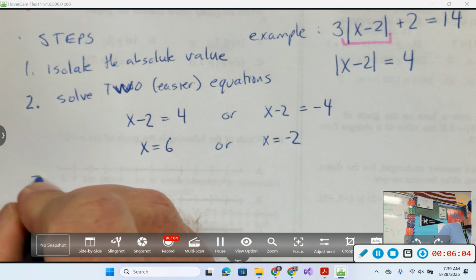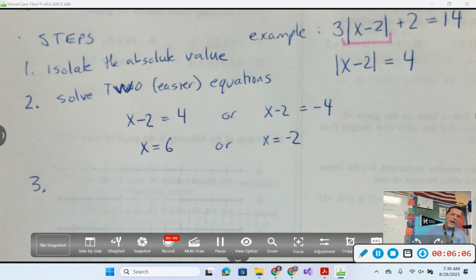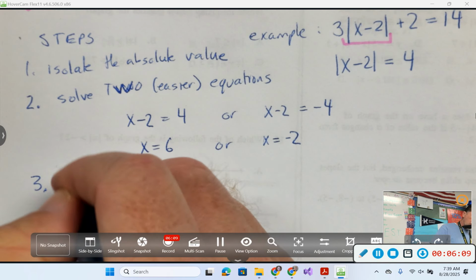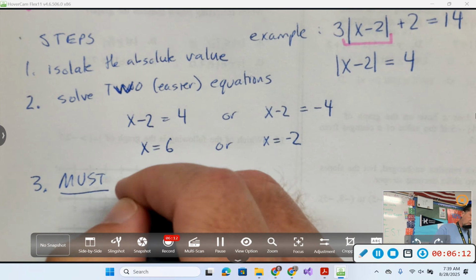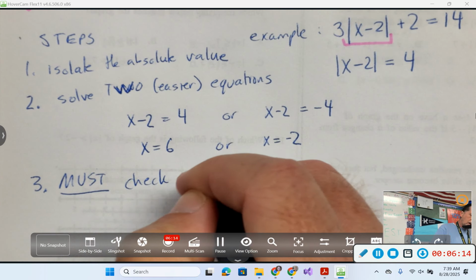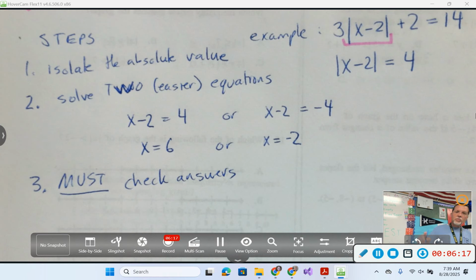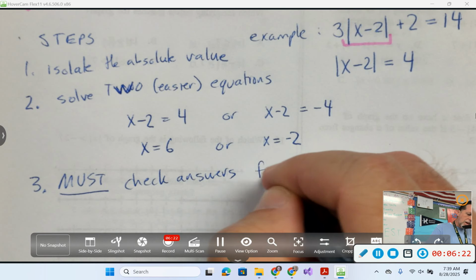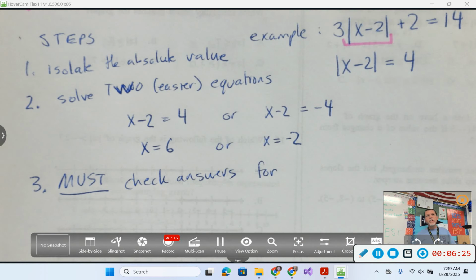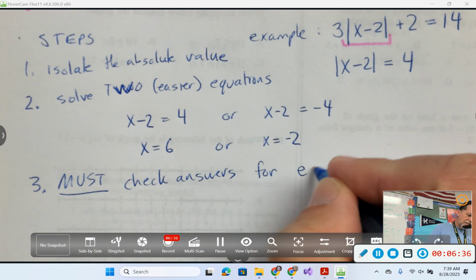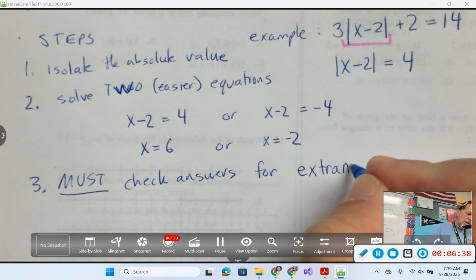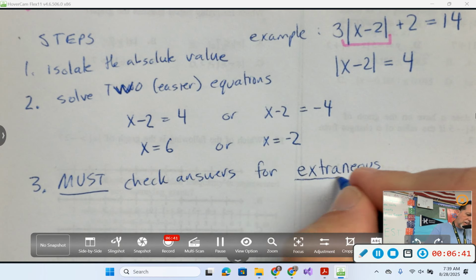Now, this happens sometimes in math, I think you've seen this before, where we must check our answers, not just because we're good math students and we want to make sure we got the problem right, but because there might be, the fancy word for solutions that we get, we didn't make any mistakes, but they don't actually work. The first part of the word makes sense. They're extra, but the word is extraneous.